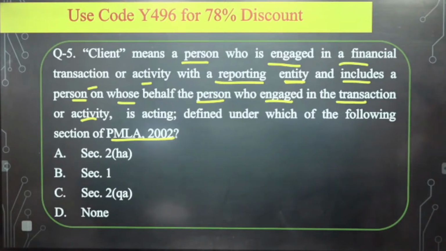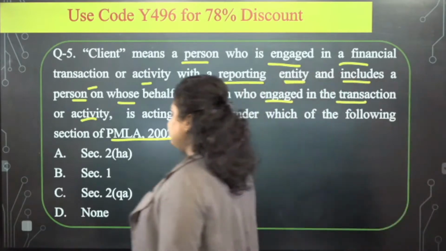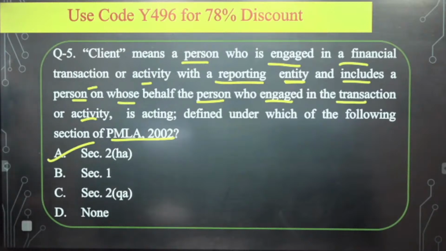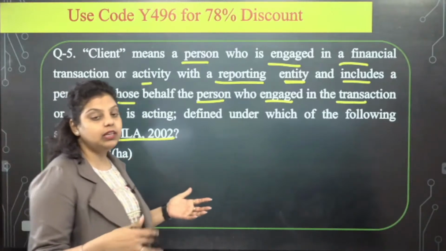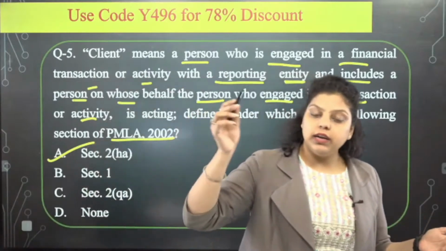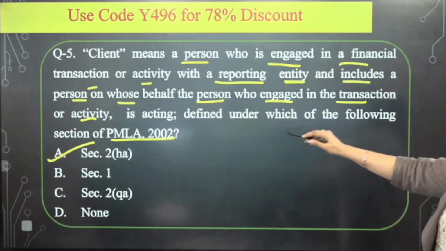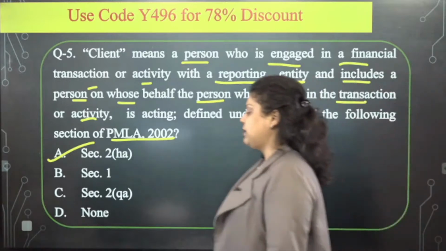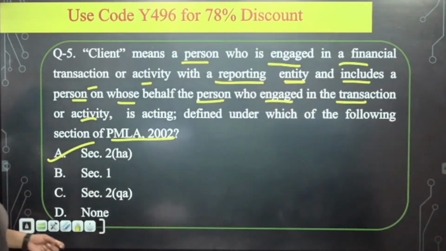Section 2HA, Section 1, Section 2QA or none of the above? So the right answer in this situation will be option A. Section 2HA gives the definition of client. Client means simply a person who is engaged in a financial transaction or activity with a reporting entity, and includes a person on whose behalf the person who is engaged in the transaction or activity is acting. That is the definition of client given under Section 2HA of the PMLA Act 2002. So the right answer will be your A option.